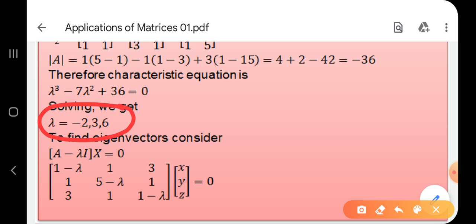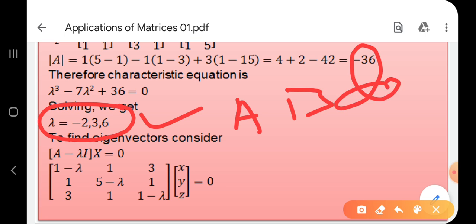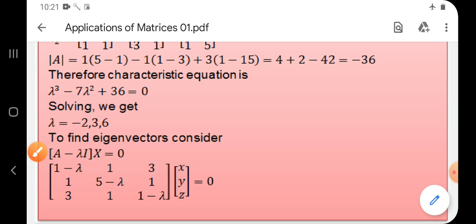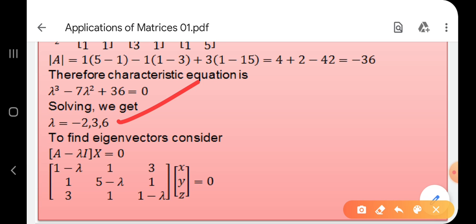Do you remember the note? If all eigenvalues are distinct, then matrix A is diagonalizable. Matrix A is diagonalizable if all eigenvalues are distinct. So since all eigenvalues are distinct here, our matrix A is diagonalizable.